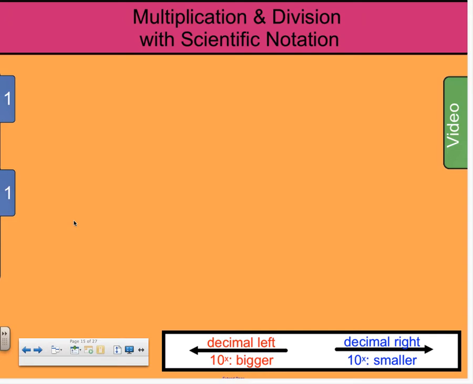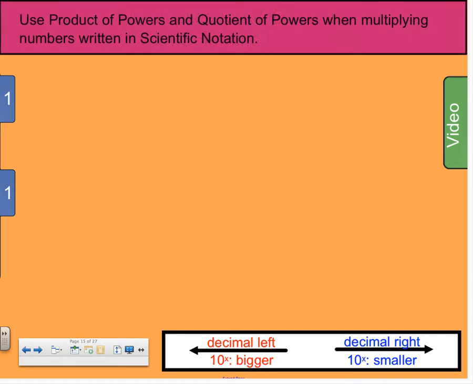Today we're going to talk about using scientific notation within a problem. So we've learned about converting scientific notation into standard form and standard form into scientific notation. Now we're going to involve scientific notation inside of a problem. What we have to remember is that we can still use the different laws of exponents that we've already learned, such as product of powers and quotient of powers, to help us solve these.